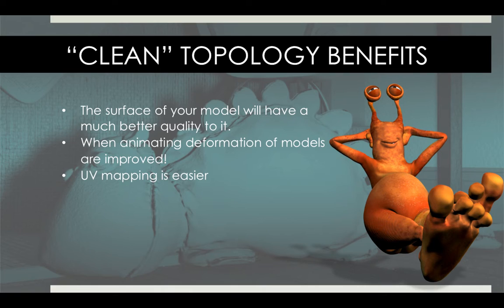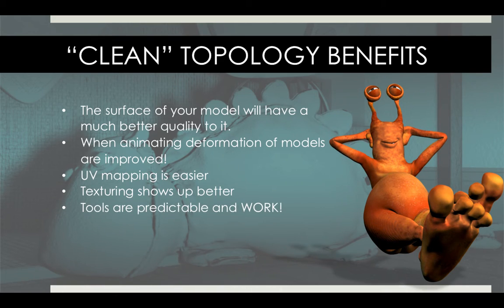UV mapping is easier, definitely. You won't have nearly as many issues with UV mapping. Texturing shows up better, and you're also going to have tools that are predictable and actually work, because problem geometry has been cleaned up and you have a very safe environment for tools to work. And Maya is less likely to crash as a result. It's not foolproof, obviously. There are other issues that can cause Maya to crash, but let's not make it problem geometry. Let's aim for working clean where possible.